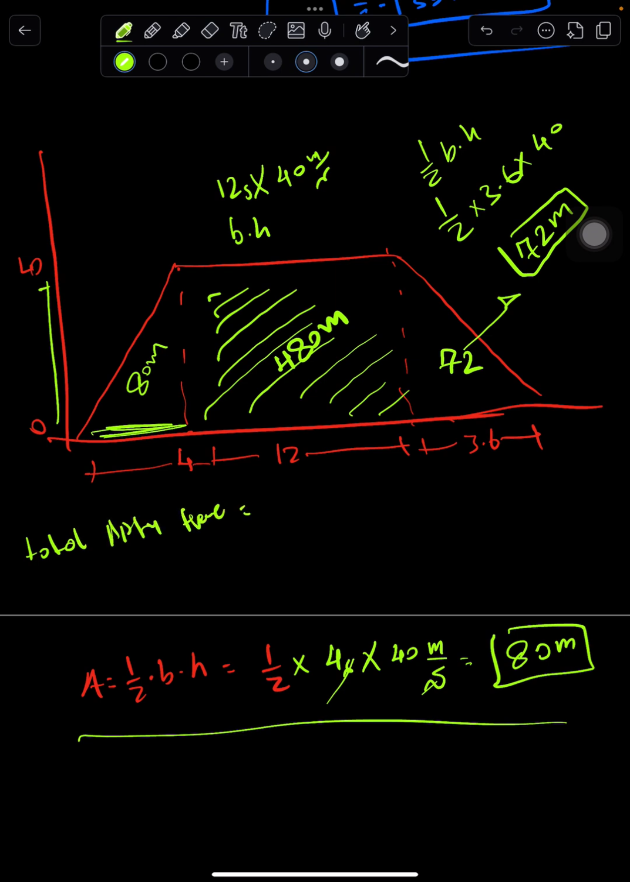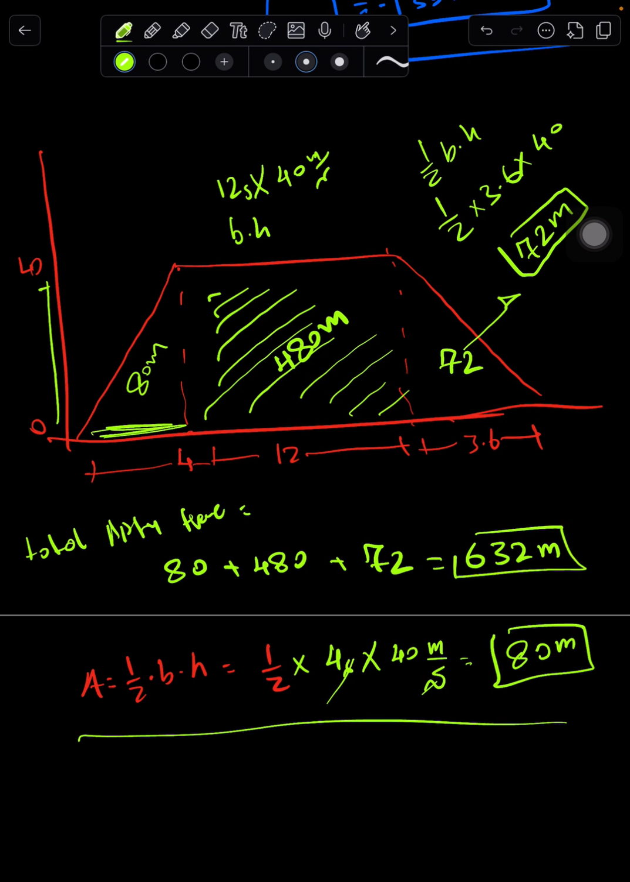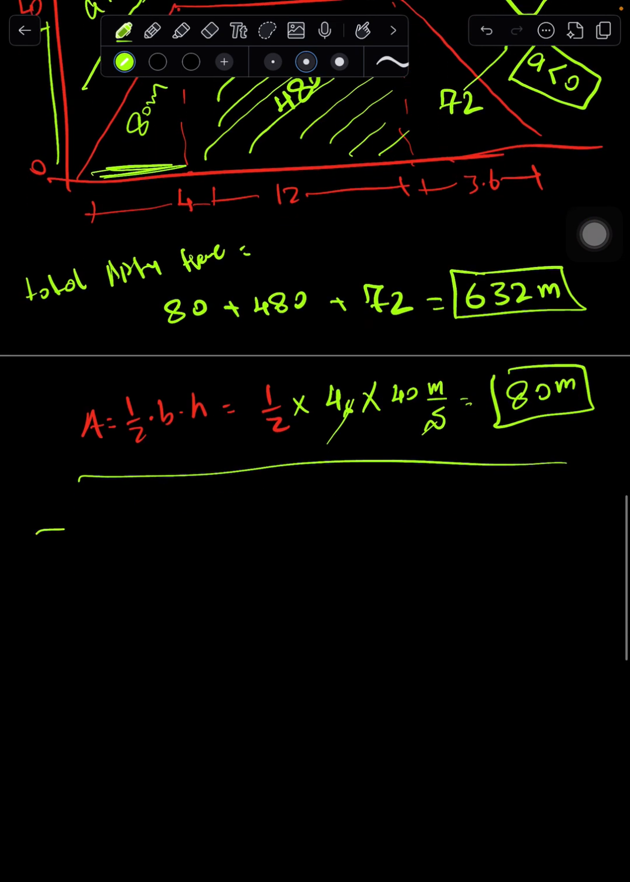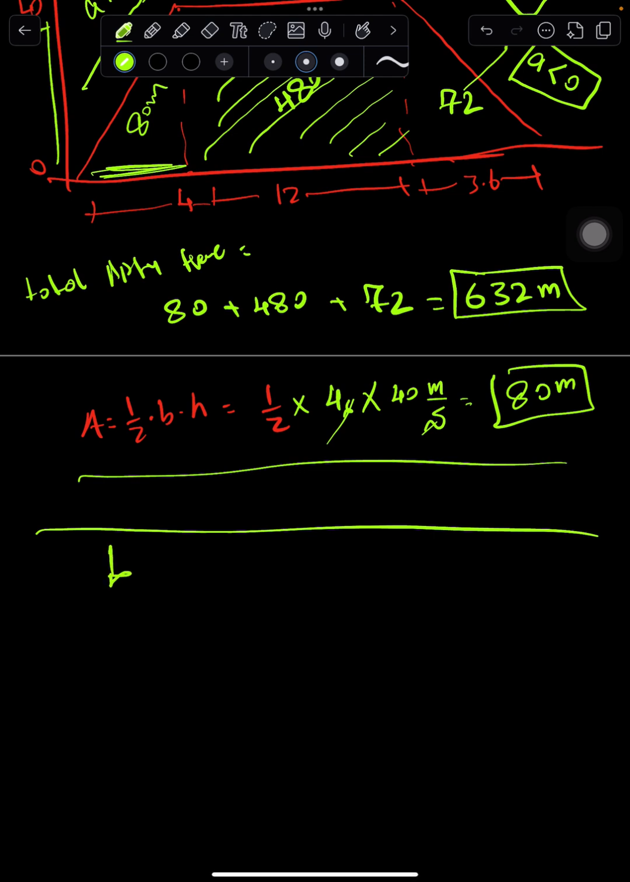So the total distance traveled is equal to the summation of all these three distances, which is 80 plus 480, that's 560, plus 72, and that is 632 meters traveled by the car while accelerating in the first segment, constant motion in the second segment where the acceleration is 0, and decelerating in the last segment where the acceleration is a negative number.